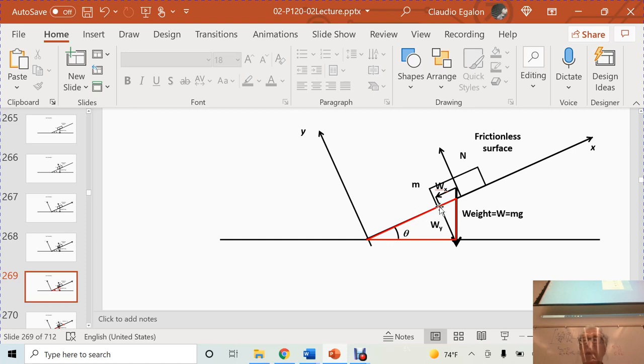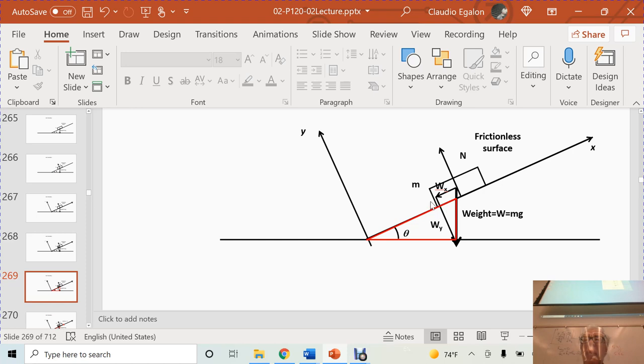What's going to be this angle right in here? 90 minus theta. Yeah, 90 minus theta. If this one is 90 minus theta, what's going to be this angle right in here, in the smaller triangle? See, it's parallel, right? What's going to be this angle right in here in the other triangle? The same, right? This angle here is the same as this angle here, right?